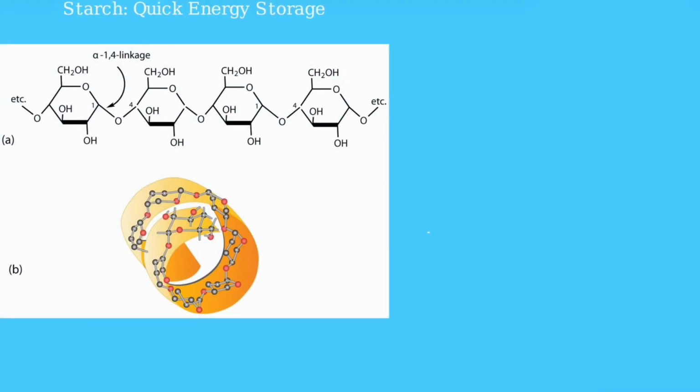Let's talk about starch, one of the most important polysaccharides for energy storage in plants. Starch is made of glucose units connected by alpha linkages, specifically alpha-1,4 glycosidic bonds. This structure allows enzymes to easily break it down for quick energy release.